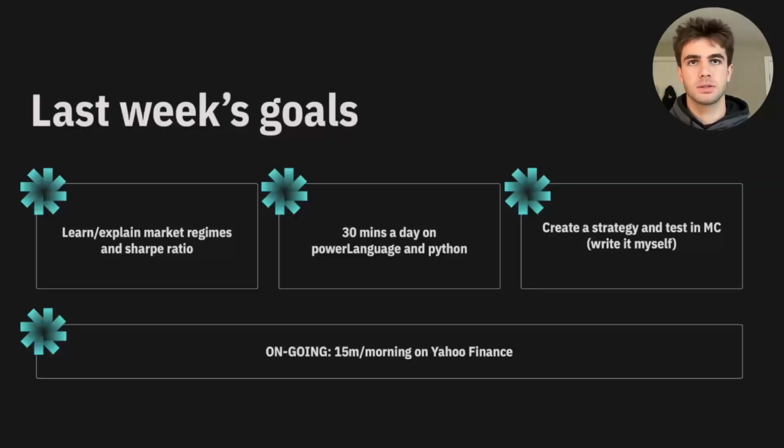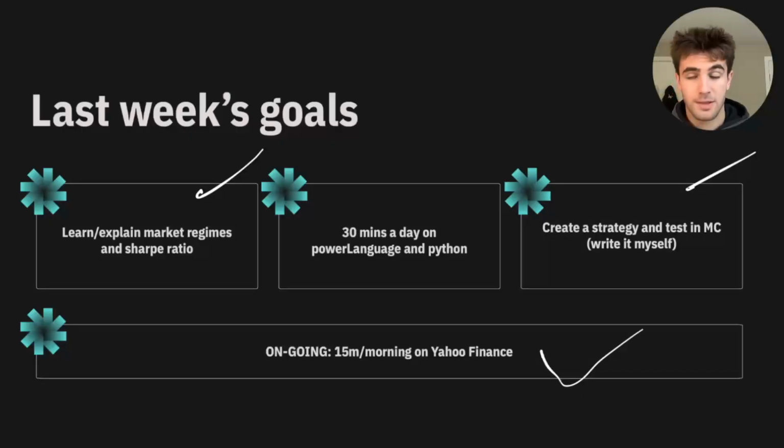All right, so last week's goals were to learn and explain market regimes and Sharpe ratios. I have done that this week. Then 30 minutes a day on PowerLanguage and Python. I've sort of done this. We'll get into more of that later. And then create a strategy and test it in MultiCharts, handwriting it. I have done that one this week. Of course, ongoing 15 minutes every week reading a financial news source. I have been doing this, could probably be doing it better though.